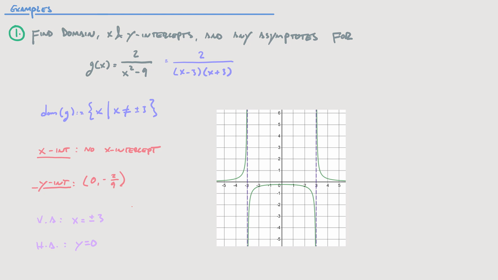And just for completion, this is what the graph looks like. So you'll notice it's got the two vertical asymptotes at negative 3 and positive 3. It's got the horizontal asymptote at y is equal to 0, which you can't really see because the x-axis is on top of it. But you can gauge that based on the end behavior of the graph. And then also notice there's actually no x-intercepts. But there is a y-intercept right here at (0, -2/9).